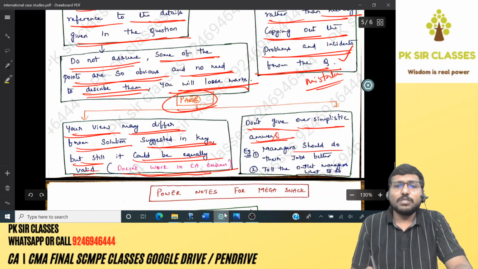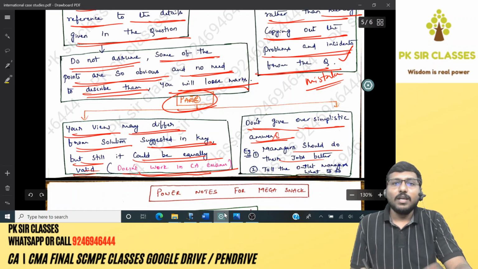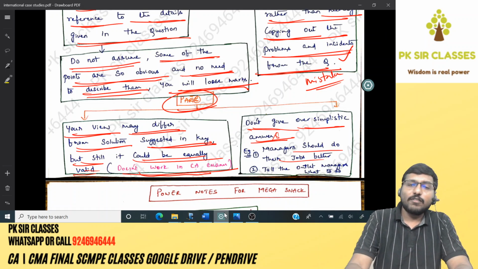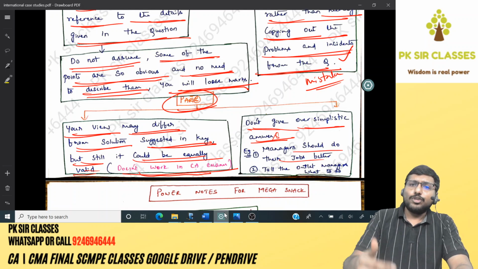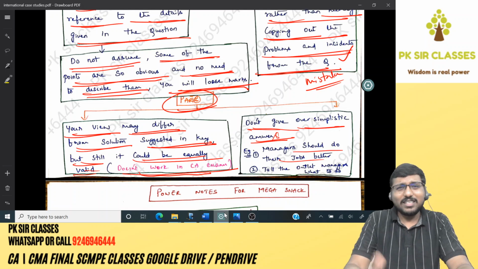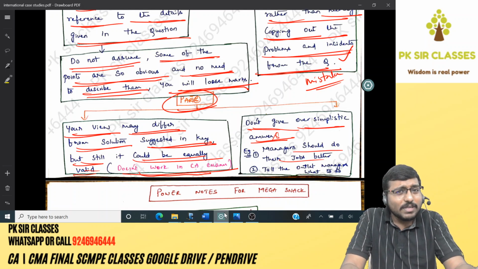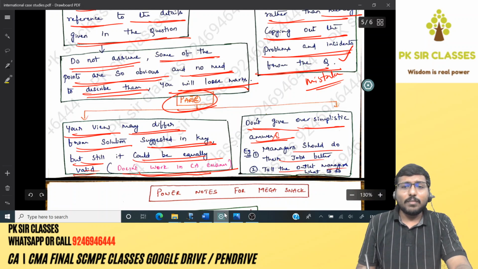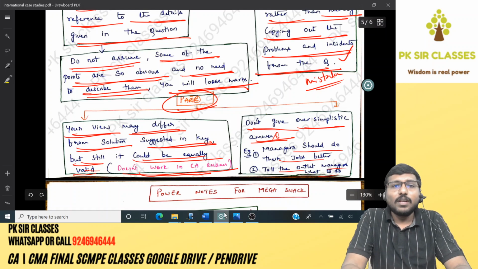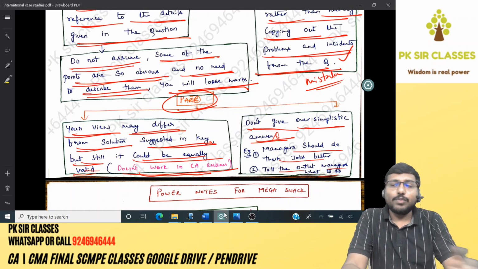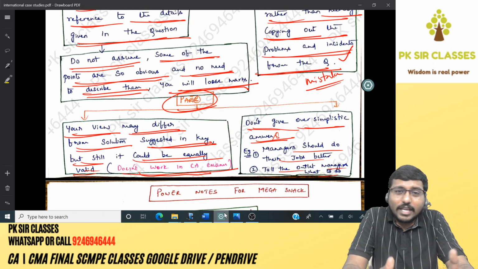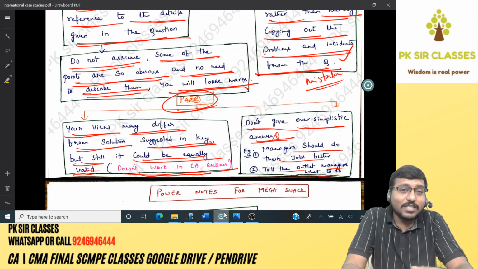Like, for example, managers should do their jobs better. If some manager has made some specific kind of mistake, what will be your answer? You should ensure that managers should do their jobs better. Is that some sort of a solution? Oversimplistic answers. Tell all the managers what to do, what not to do. Managers should basically perform well. They should basically do things better. If you write these kind of answers, you will not get marks. These are the mistakes that we make.